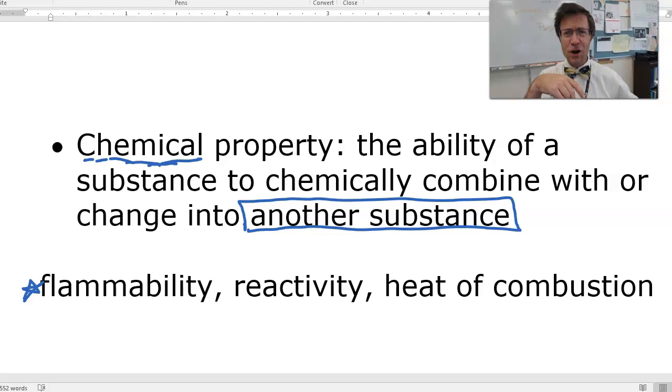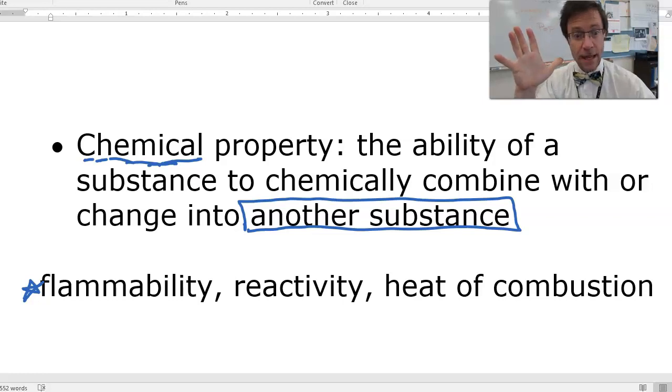Oh, taste of coffee, physical property. Beautiful. Love it. Intensive, by the way. It doesn't matter if I take a big gulp or a little gulp. Taste is taste. Anyway, back to chemical property.